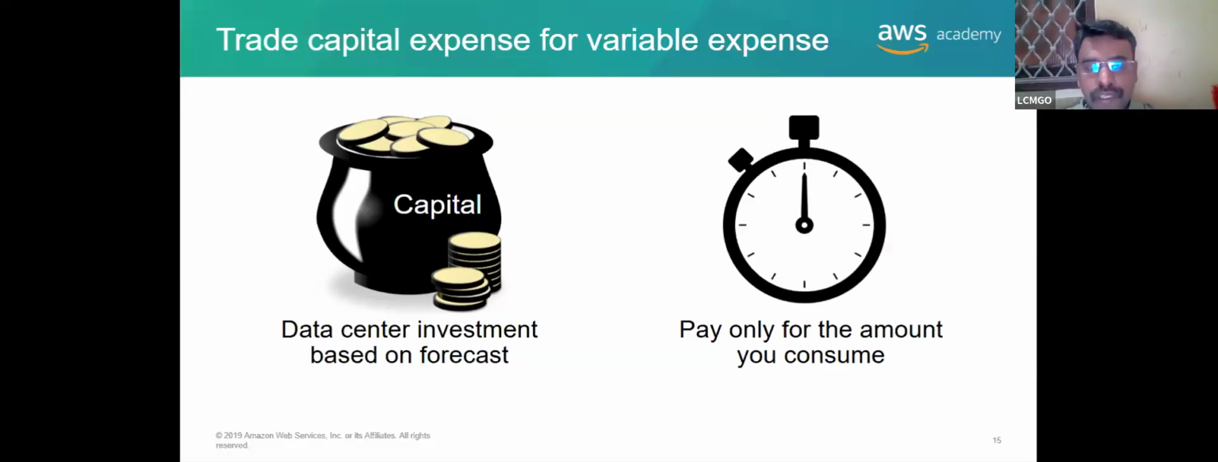So instead of spending a lot of money constructing a data center, you use that money for expanding your business. You can make your employees happy, or use it for something else. That's why the first one is trade capital expense for variable expense.